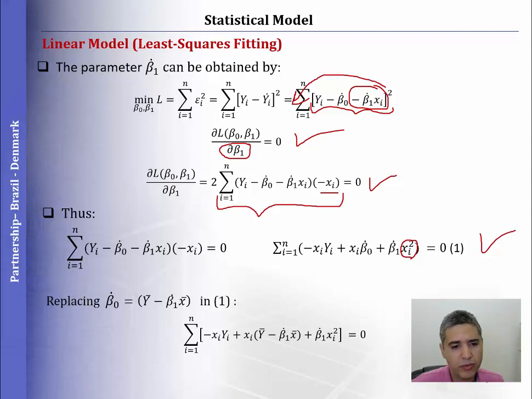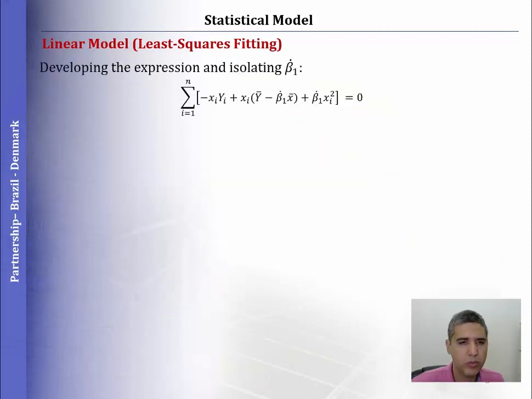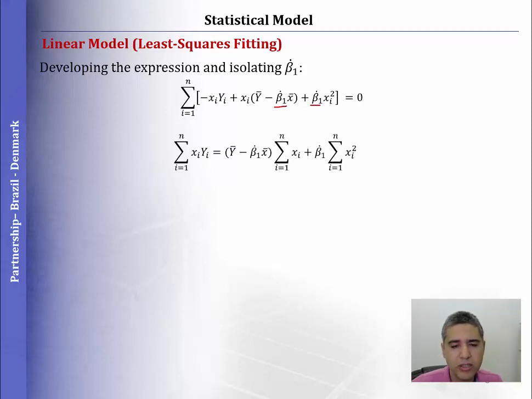Replacing the beta 0 value that we computed in the last slide, replacing it here, we have this expression. And now we are going to work in order to isolate beta 1 and obtain the second parameter of the model. So developing it, here we put this expression in this side.